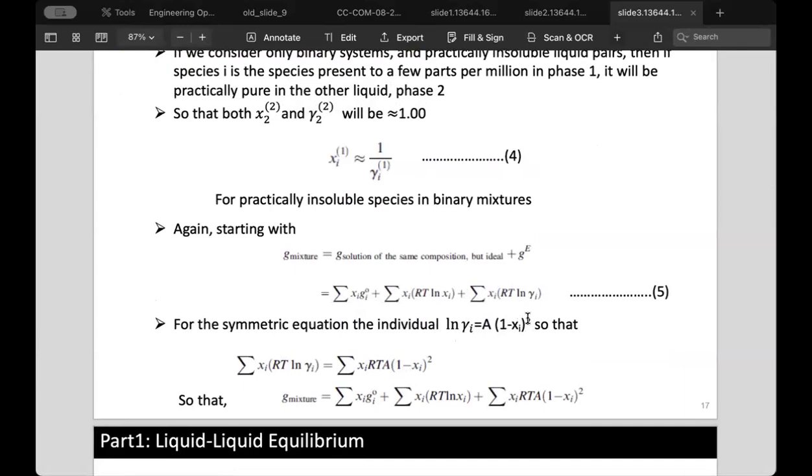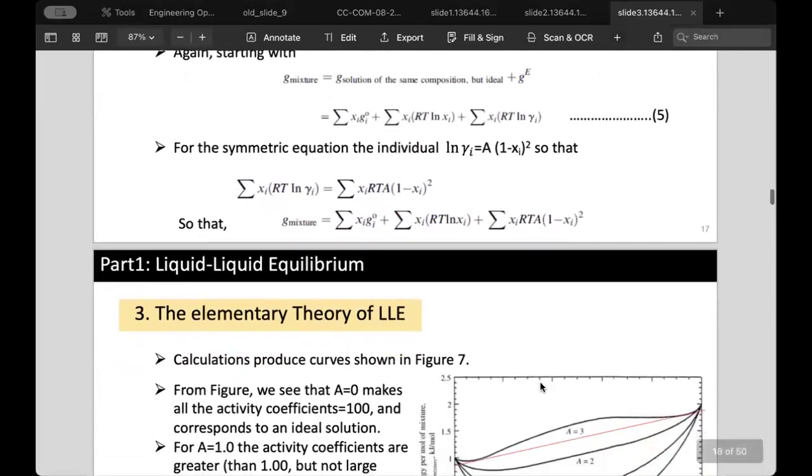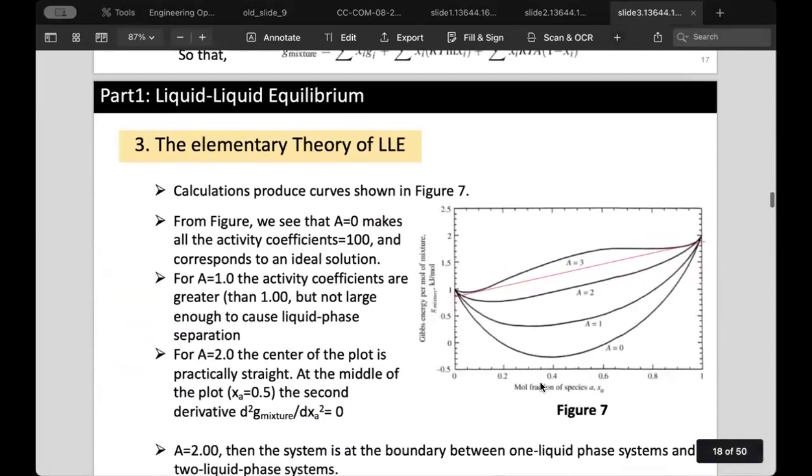Now the Gibbs energy of the mixture is the same; we just replace the activity coefficient here. We can plot the change of Gibbs energy with mole fraction of species, and you see that the shape of this Gibbs energy depends on the activity coefficient model.